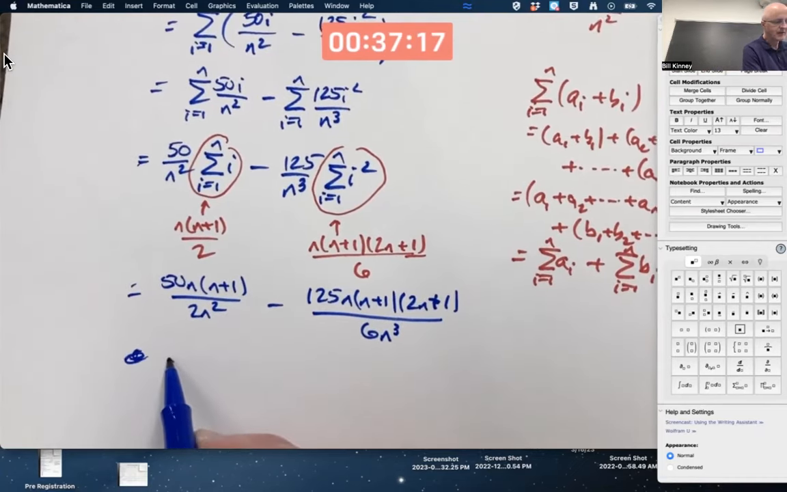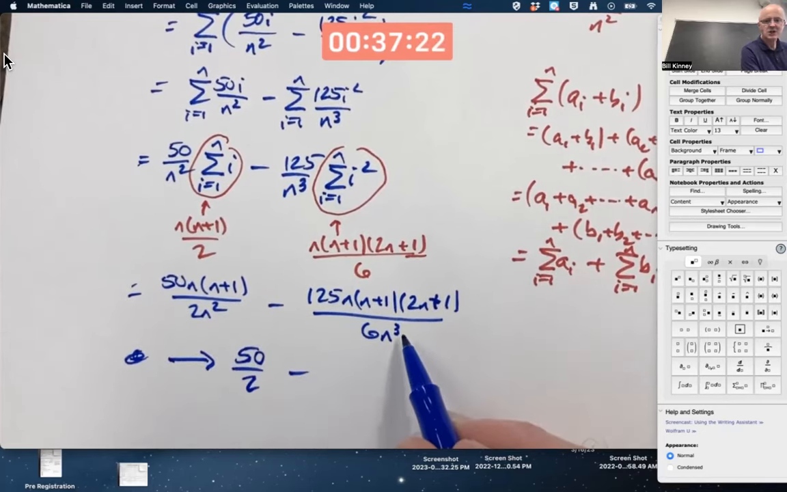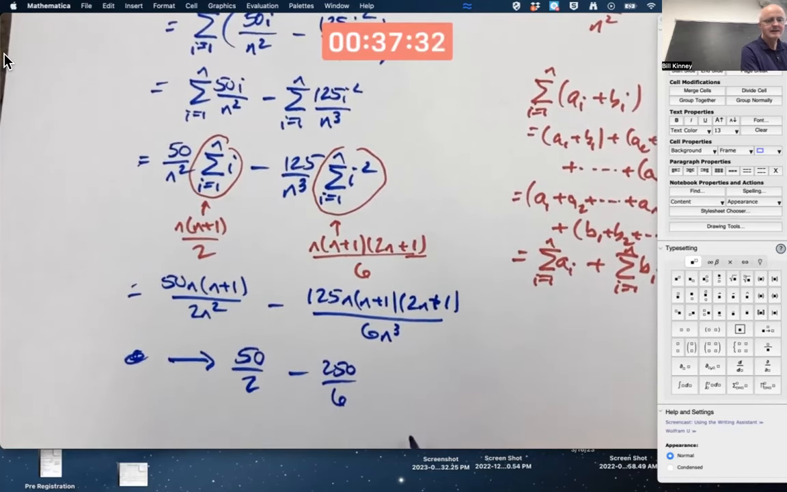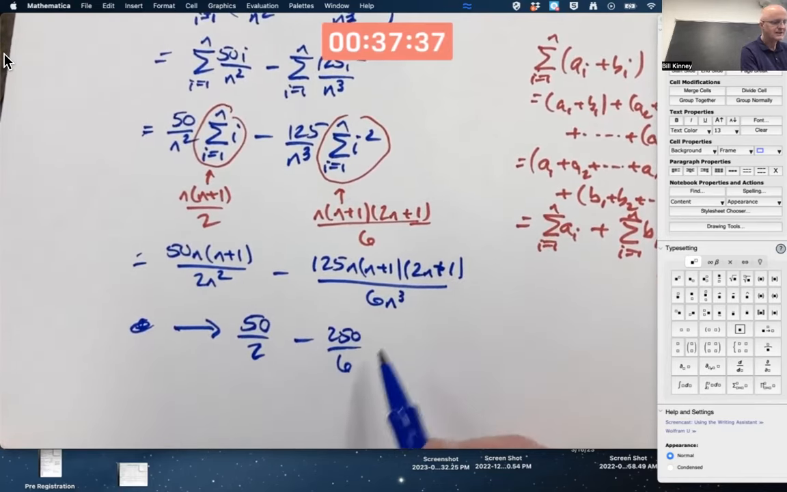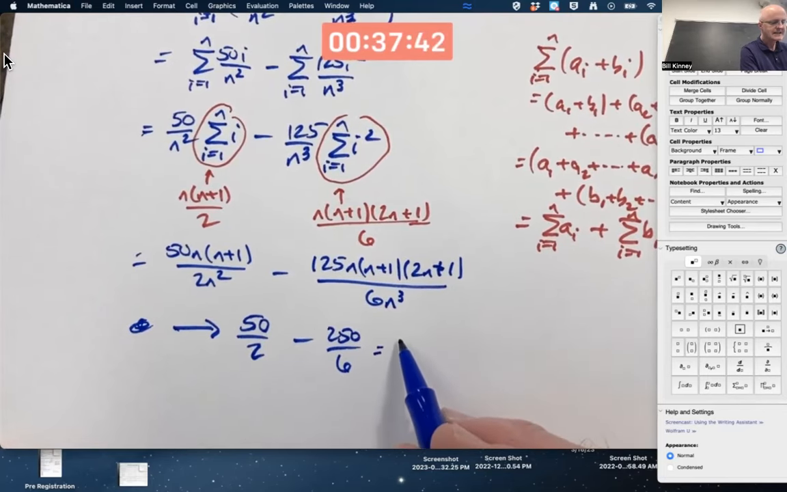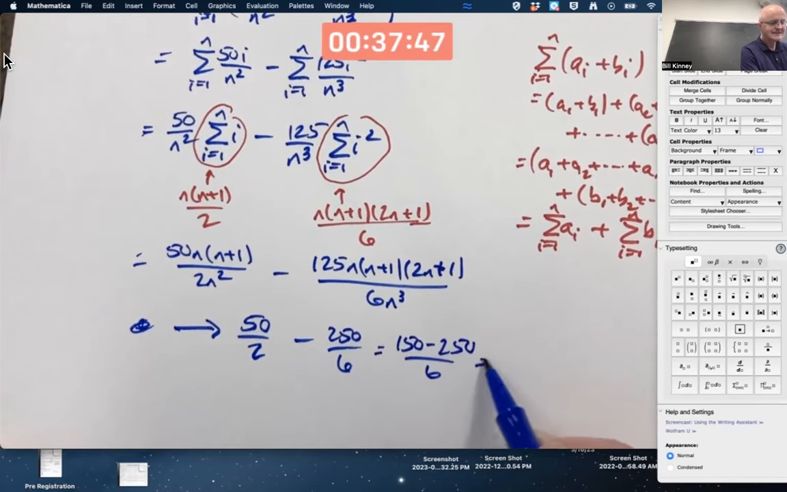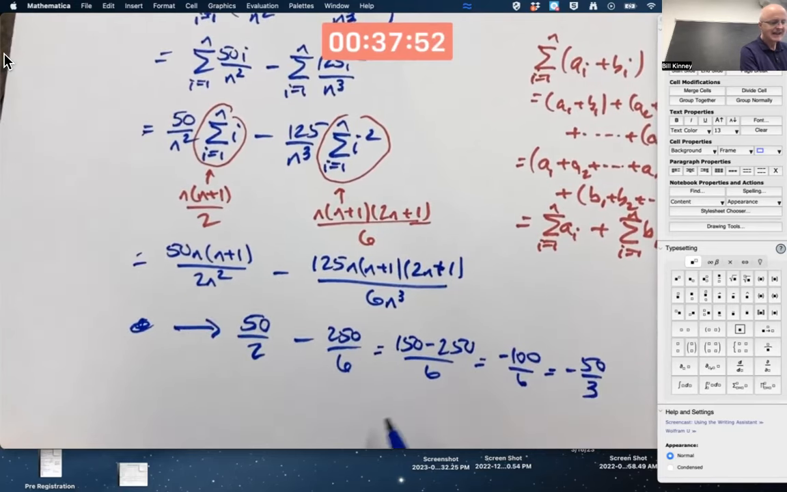Instead of an equal sign, let's put an arrow. 50 over 2. And in this one, n cubed has a coefficient of 125 times 2, 250 in the numerator, and 6 in the denominator. This difference is going to approach, not equal, but approach this difference, which is, get a common denominator of 6, is negative 100 over 6, or negative 50/3, as n goes to infinity.